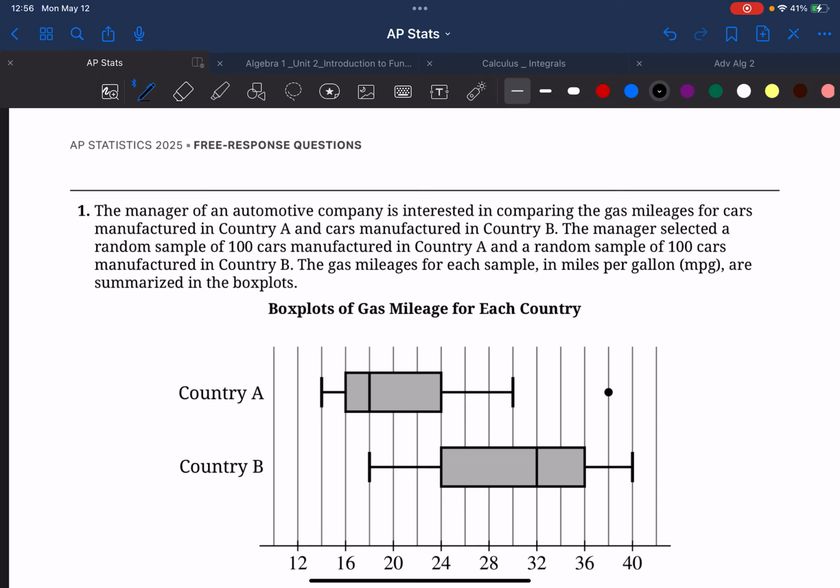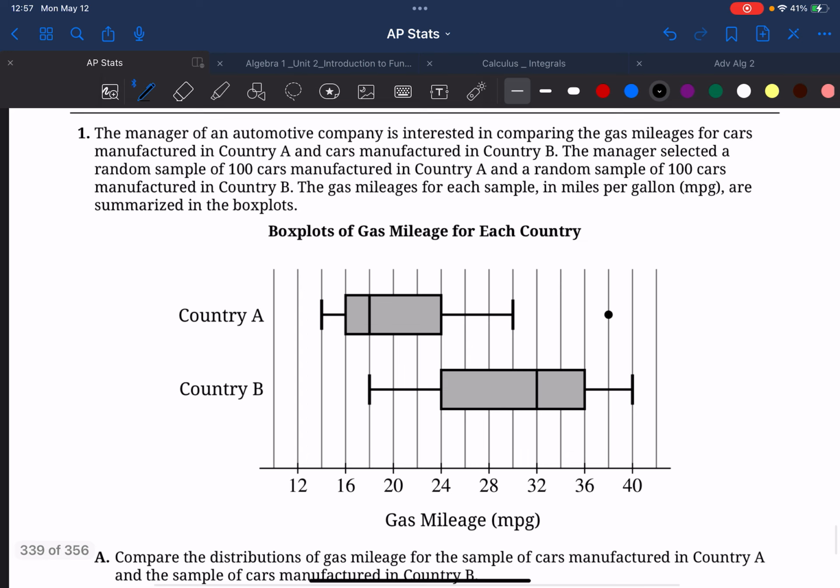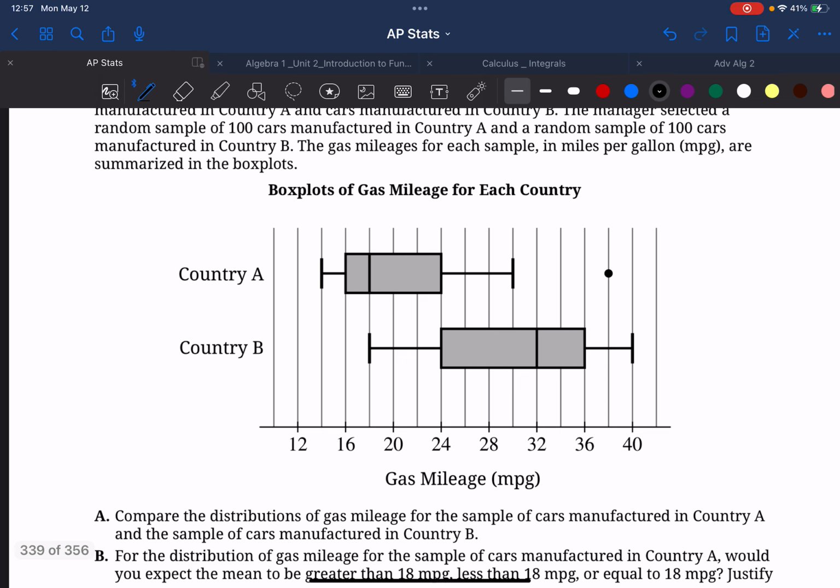Hi, these are going to be my answers for the free response questions of the AP Statistics 2025 exam. I'm going to first go over number 1. Number 1 says the manager of an automotive company is interested in comparing the gas mileage for cars manufactured in country A and cars manufactured in country B. The manager selected a random sample of 100 cars manufactured in country A and a random sample of 100 cars manufactured in country B. The gas mileage for each sample in miles per gallon are summarized in the box plots. So here we have a box plot for each.